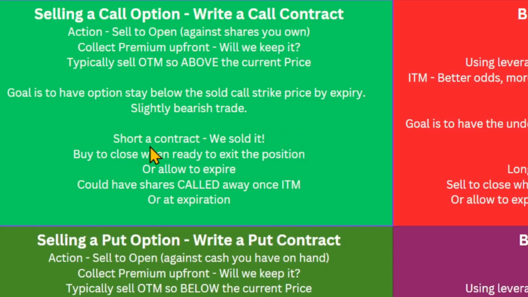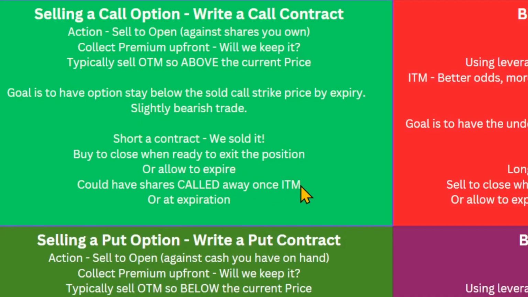Anyway, you are short a contract because you sold that contract. If you ever want to get out of this, you would buy to close, right? You're short one contract. Now I want to buy to close that position when you're ready to exit the position. Or you could allow it to expire. If it stays below your strike price, maybe you sell that 110 strike price and it stays below there, and it goes all the way down to 90 over the next 30 days, and maybe it's so low you just don't care, you're going to wait until it goes to expiration and expires worthless.